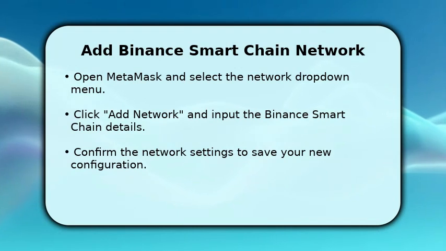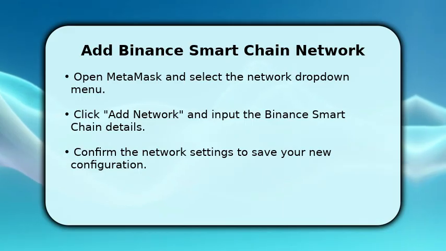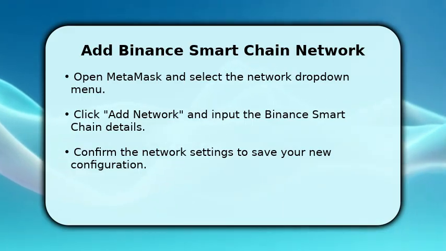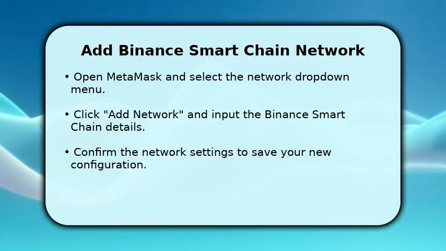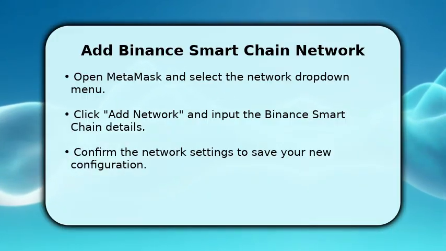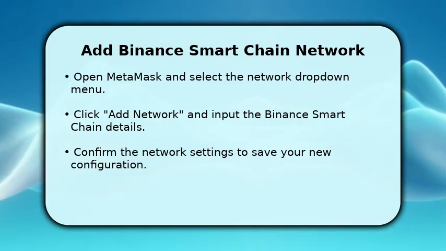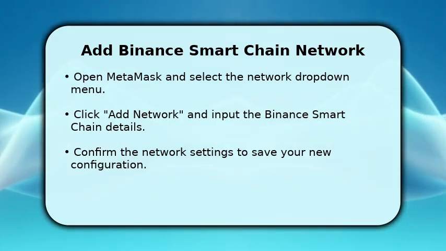Next, you need to add the Binance Smart Chain network to your MetaMask wallet. Open MetaMask, click the Network Selection dropdown, and then choose Add Network. You will then input the specific details for the Binance Smart Chain mainnet. Double-check all the information, then confirm the settings to save this new network configuration. This step is essential for interacting with Pancakeswap.